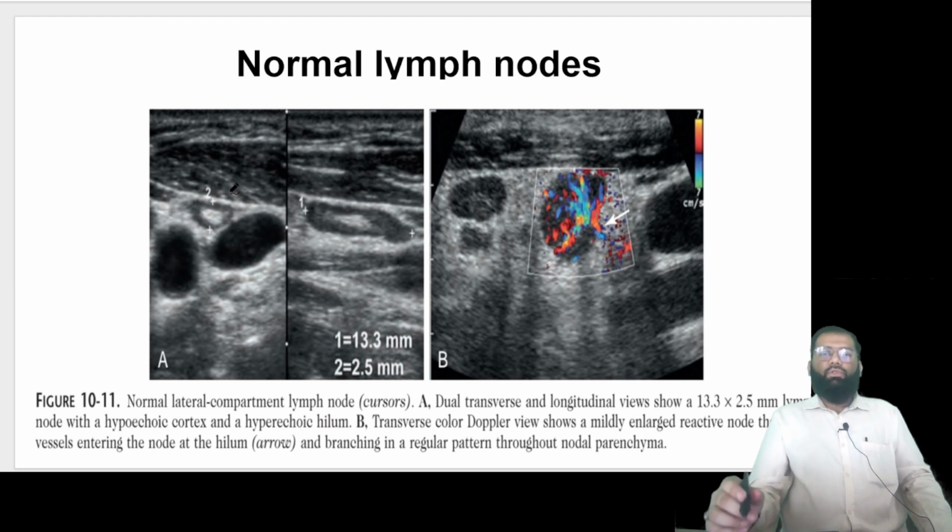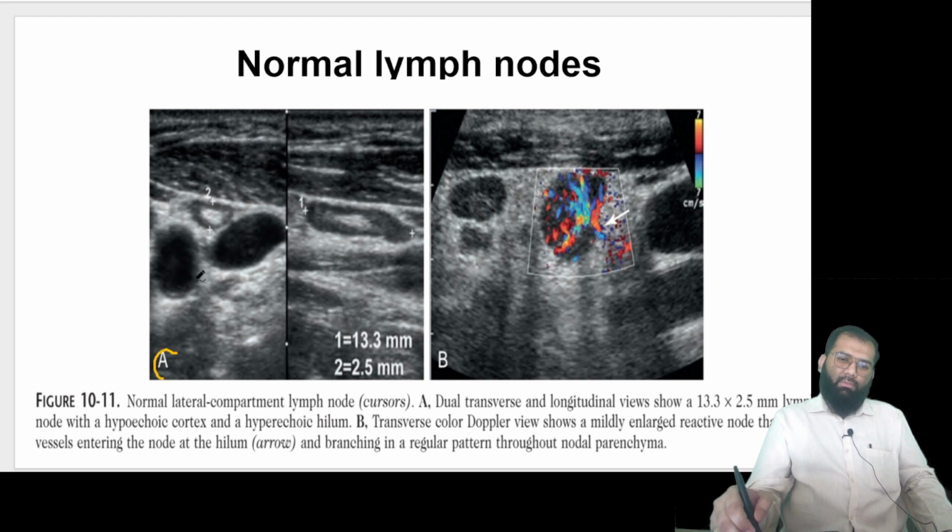Now let us come to lymph nodes. Now first I'll be showing you how normal lymph nodes look like. So in image A, here you are able to see this is a vessel. This is common carotid artery. Okay. This is common carotid artery. And here besides common carotid artery, this is again an anechoic structure which you are able to see. This is IJV, internal jugular vein.